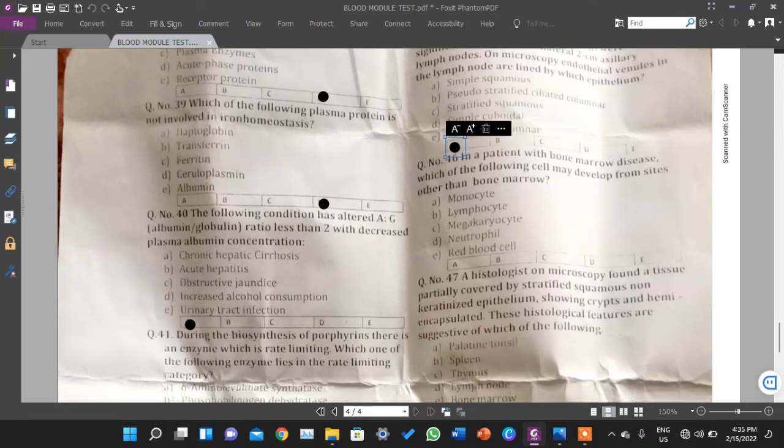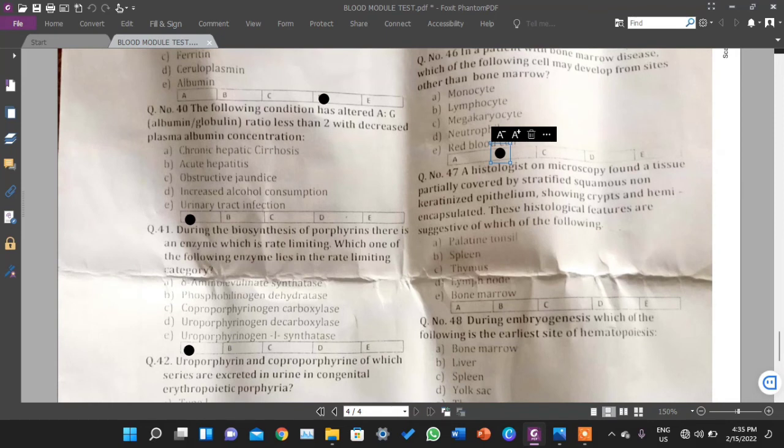Question number 46, in a patient with a bone marrow disease, which one of the following cells may develop from another site? Monocytes, lymphocyte, megakaryocyte, neutrophil, or red blood cell? This is going to be the lymphocyte, because lymphocytes can be produced in the thymus other than bone marrow.